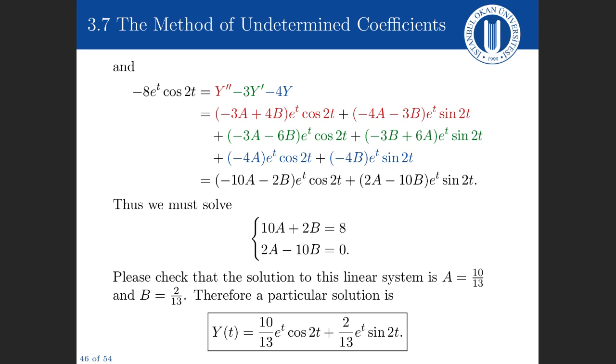As soon as we know A and B, we can write down the answer. A particular solution to this differential equation is 10 over 13 e to the t cos 2t plus 2 over 13 e to the t sine 2t.